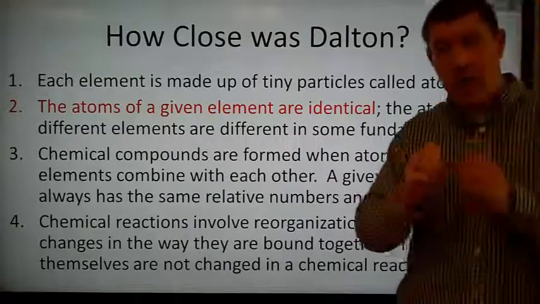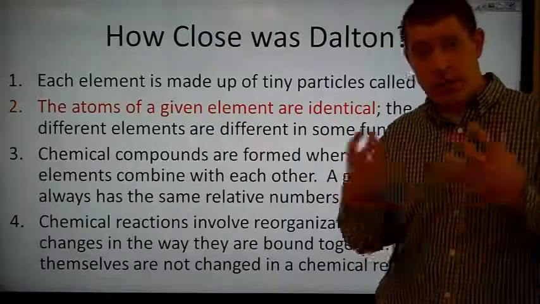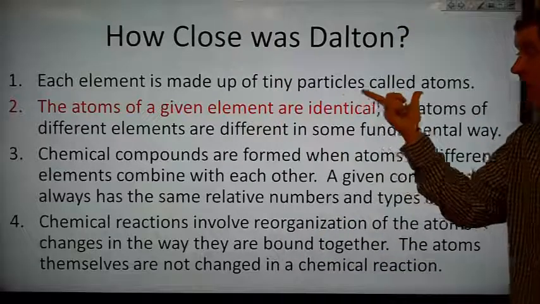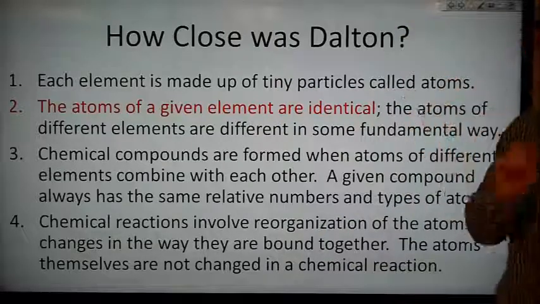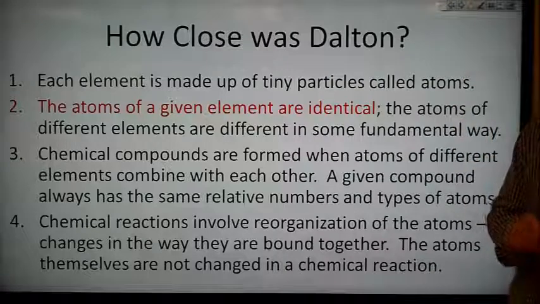We know that we can split an atom apart and get out protons, neutrons, and electrons, and furthermore we can split protons and neutrons to get out quarks, but this part of it is true. The fact that they're indivisible is not true, but that bit of it is true. Each element is in fact made up of tiny particles called atoms.